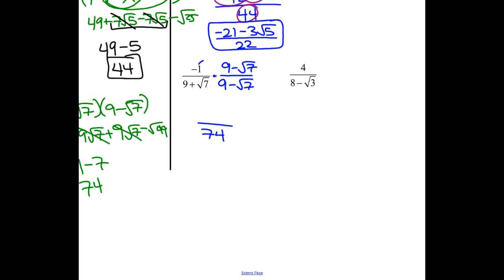And on the top, we need to distribute that -1 to each piece. So -9 minus, sorry, it's going to become a plus square root of 7. Now we don't have any coefficient in front of that square root of 7, and -9 and 74, we might be able to take something out, but I'm not going to be able to because we can't take anything out in front of that square root of 7. So that is our fully simplified answer.